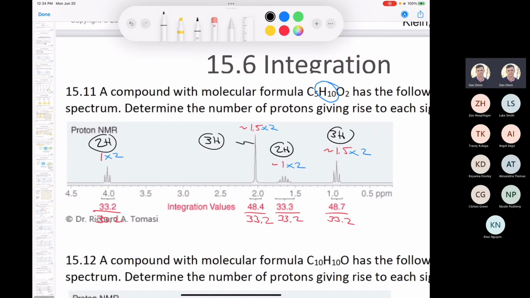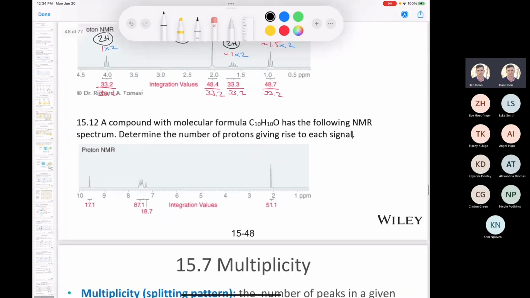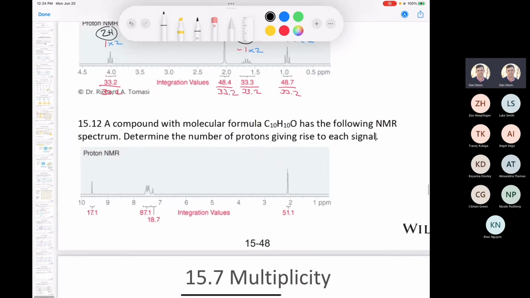Let's try the next one. We'll go a little faster because my students really kind of crushed that one. Next one is in a similar vein. Each one of these integration values is shown down here. And we know the formula of the compound is C10H10. So we've got a total of 10 protons. We'll divide each one of these numbers by 17.1, kind of running out of space here, 17.1 and 17.1. I did this one earlier.